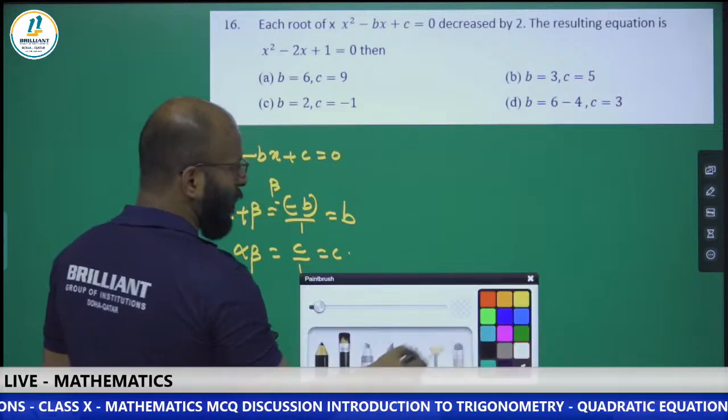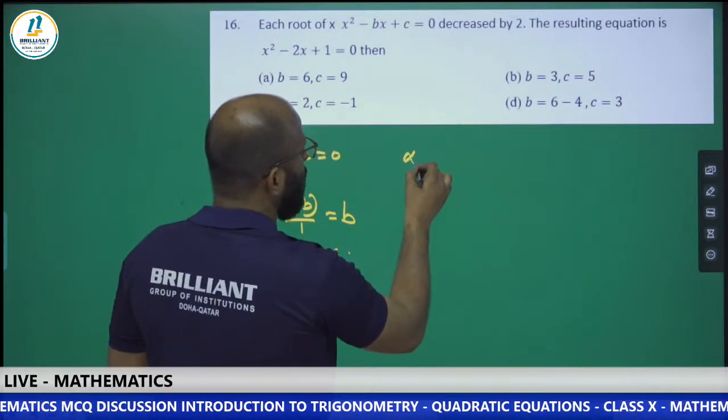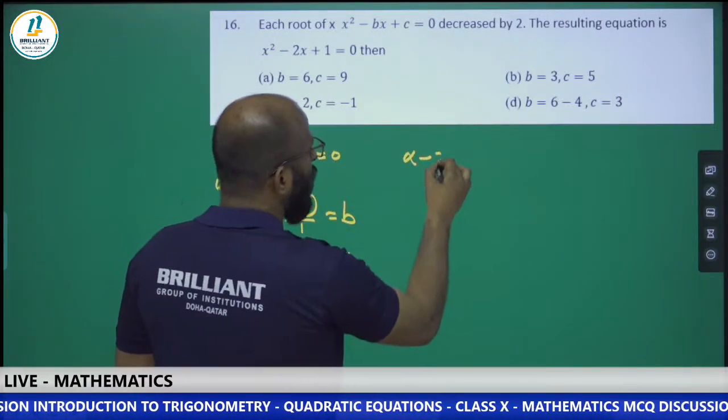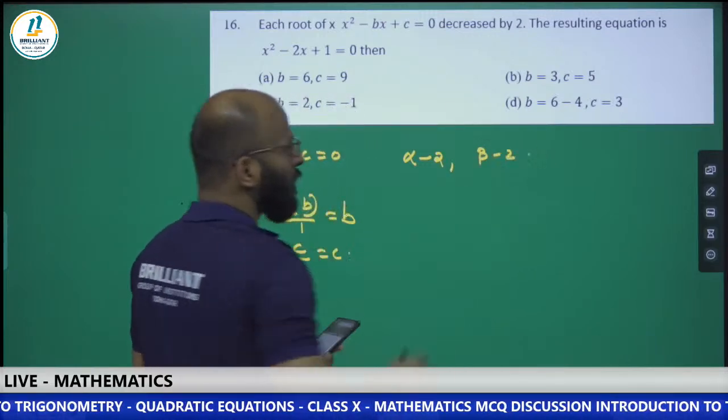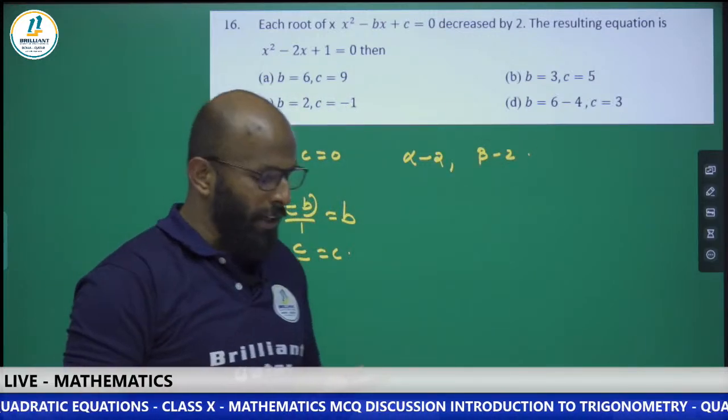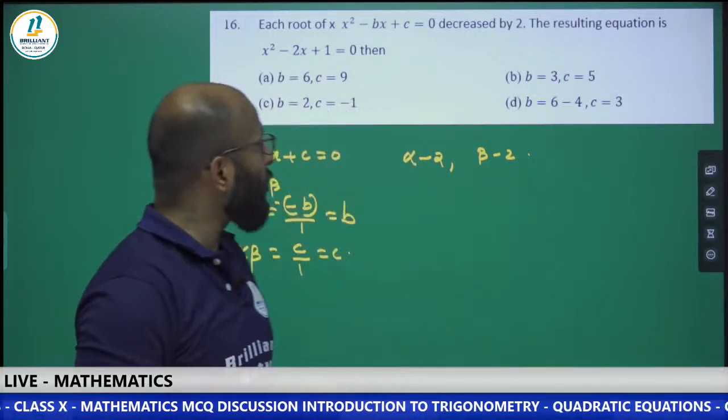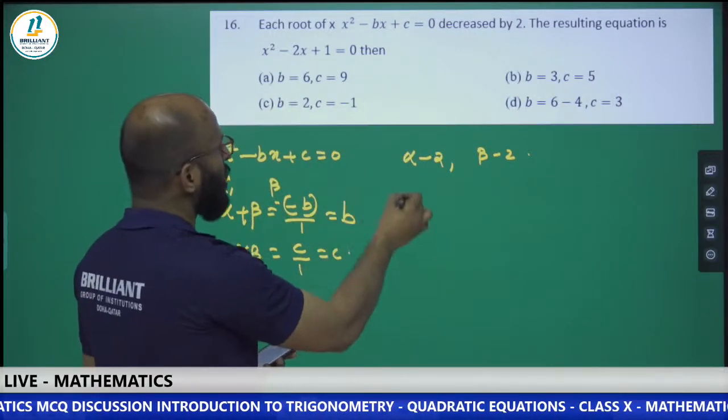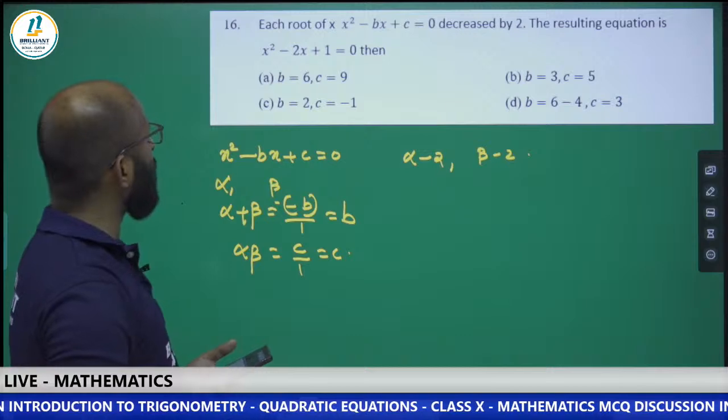Each root is decreased by 2, which means alpha becomes alpha minus 2 and beta becomes beta minus 2. The new roots are alpha minus 2 and beta minus 2. Then the resulting equation is x square minus 2x plus 1.